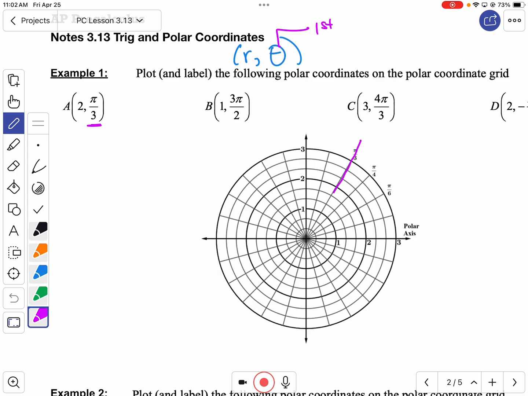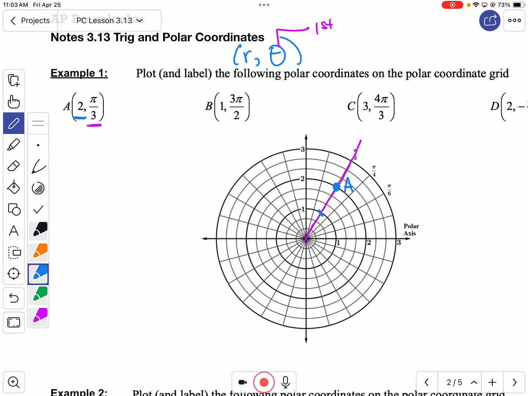I would go all the way. There is pi over 3. Now, the next thing I want to do is from the origin, from that 0, 0, go out to a radius of 2. So you have to look at your circles. It did several before it listed 1, and then several more before it listed 2. So on this terminal ray, on this pole, from the origin, I'm going to go out 1, 2. I'm going forward, following that, and that's my point.